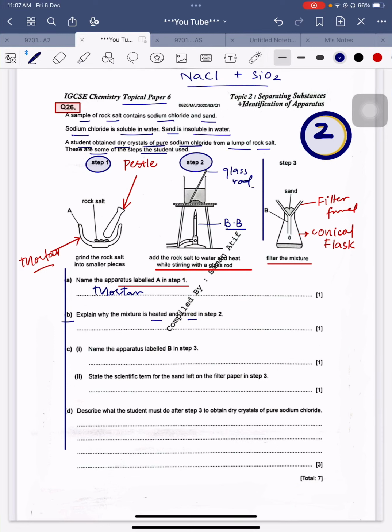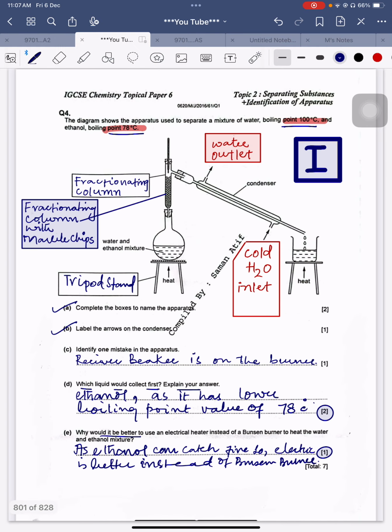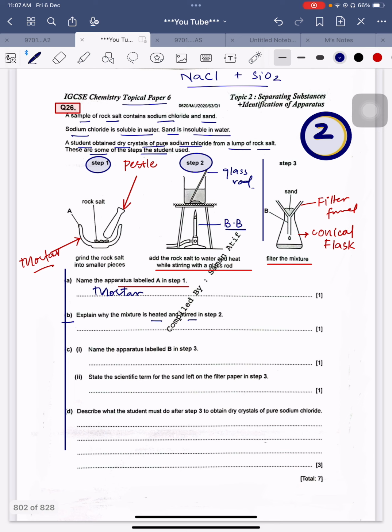Hey guys, welcome back to the continuation of the same topic. I have finished question number one in the first short video. I have started question number two. This is page number two, question number 26.